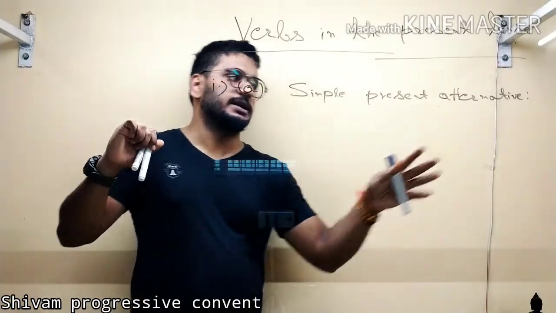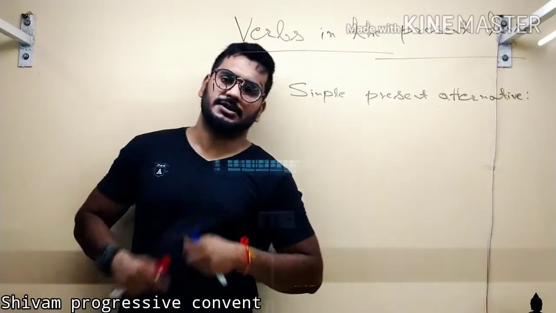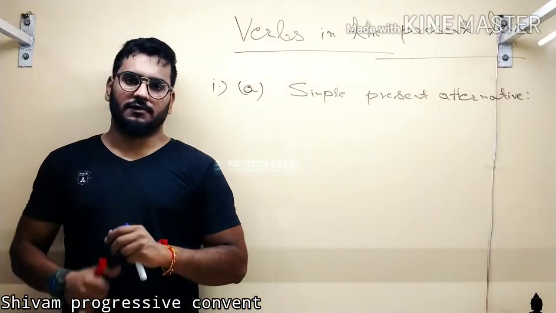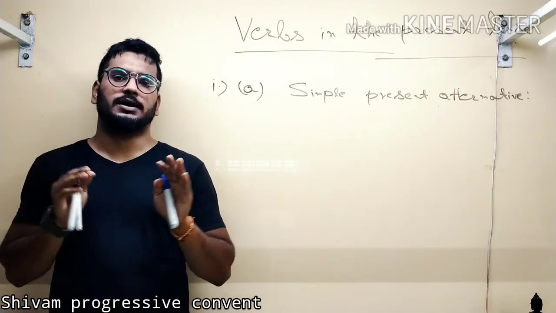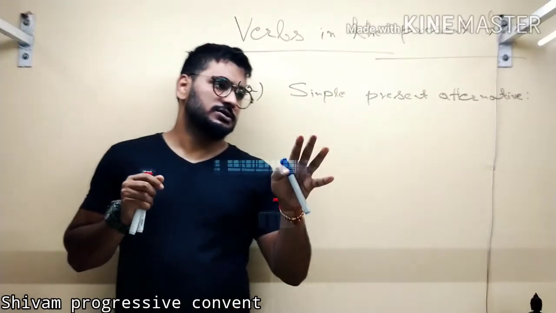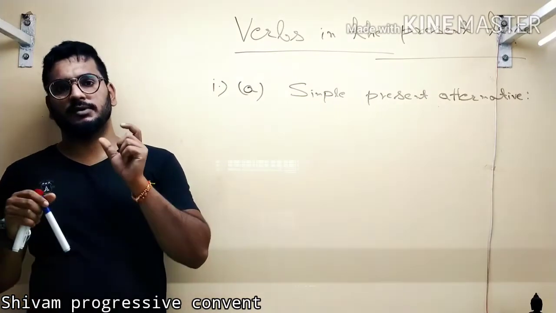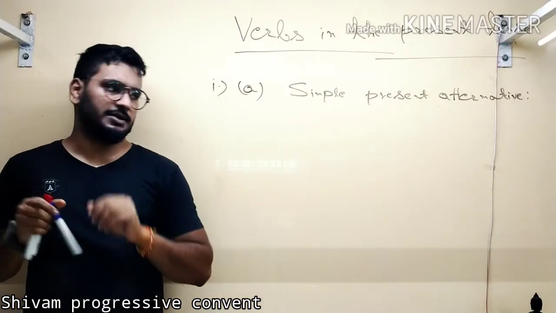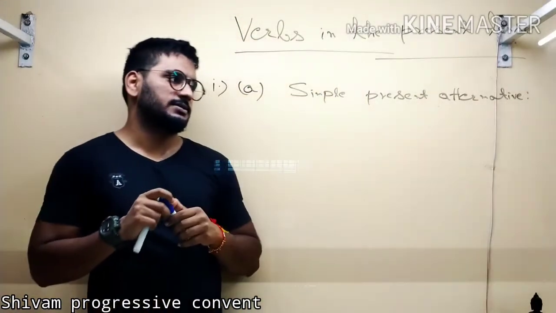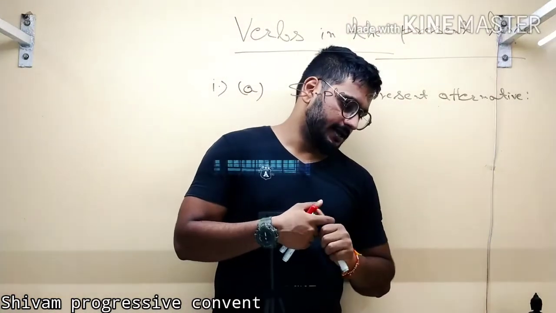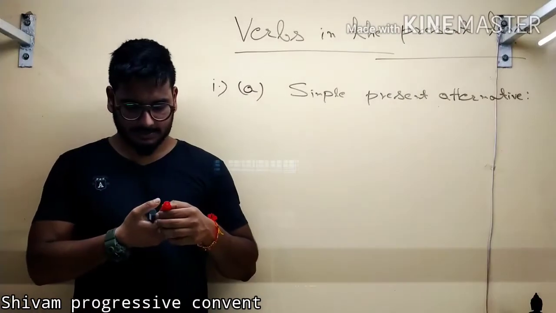Simple present affirmative. Affirmative is a type of sentence. Affirmative contains those sentences which are in simple form. For example, there should be no not, there should be no question mark, etc. So simple affirmative sentences are simple sentences. There will be no not, no question mark, nothing. So let's discuss some verbs of affirmative.